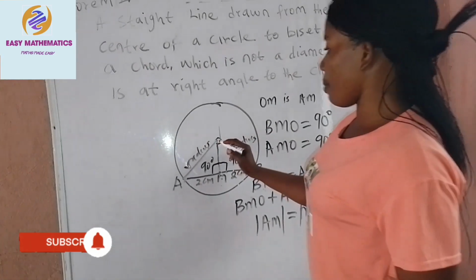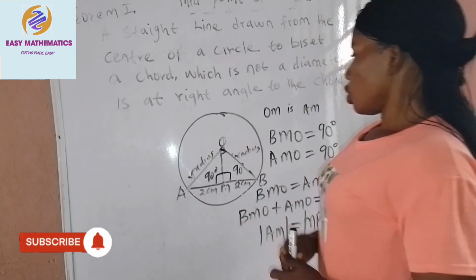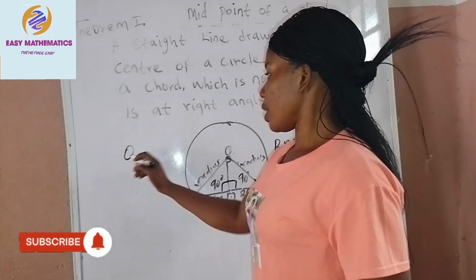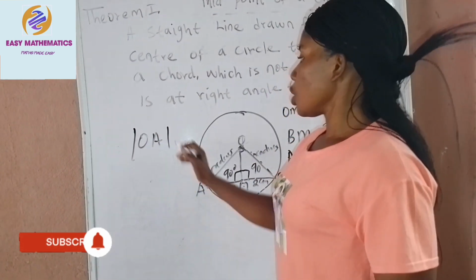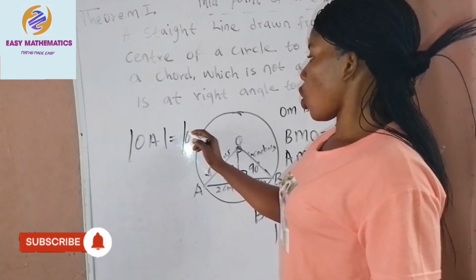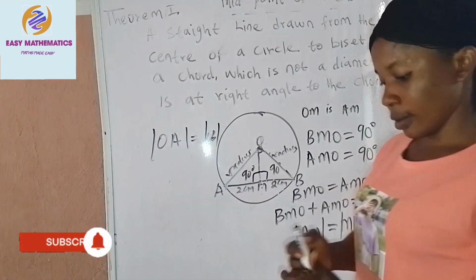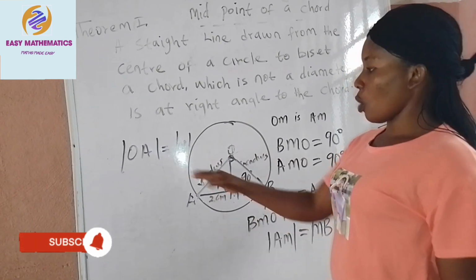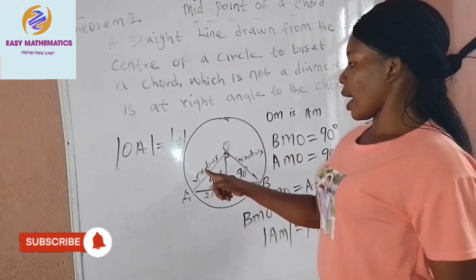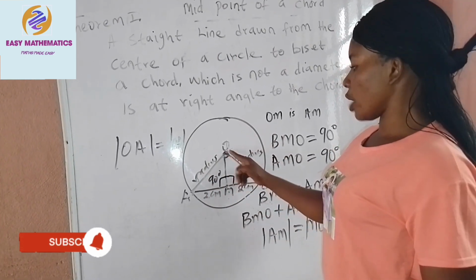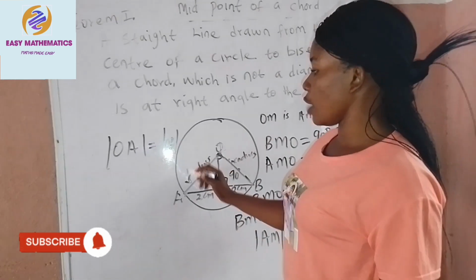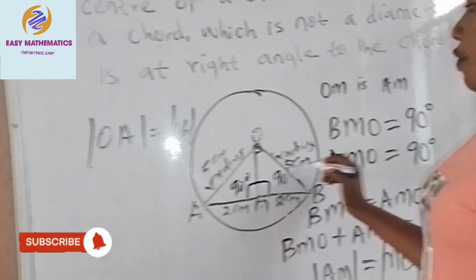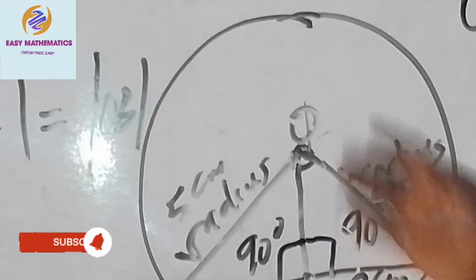Now, remember, this is our center O. So, we can say that line OA is equal to line OB, which are the radii. Line OA is equal to line OB, which is what? The radii. So, whatever length we get here will be equal to the length we get here. If here gives us 5 cm, it means that here will also be 5 cm.